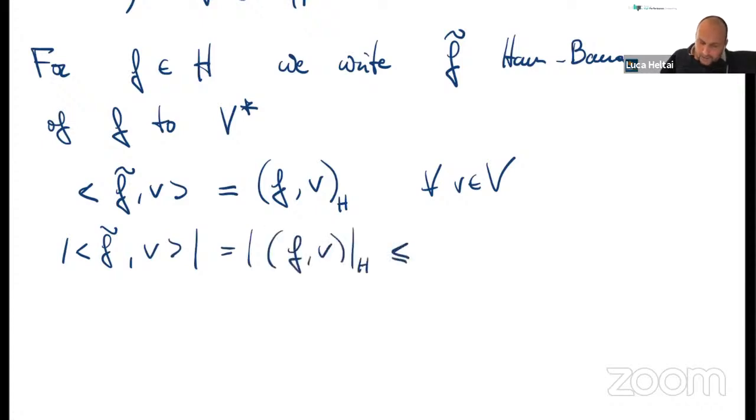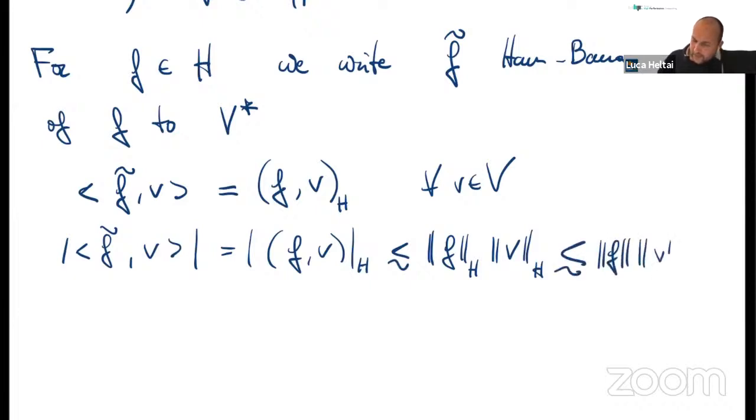And now you can use Schwarz inequality. By using Schwarz inequality, this is smaller or equal than the norm of F in H, and of course this is smaller or equal than the norm of V in H. All of the inequalities that I have here should have a tilde there. And now I can use the property of V being a continuous subspace of capital H. What this is telling us is simply that F tilde is injective. So this tells you that the Hahn-Banach extension is unique, and you can do this in a unique way.